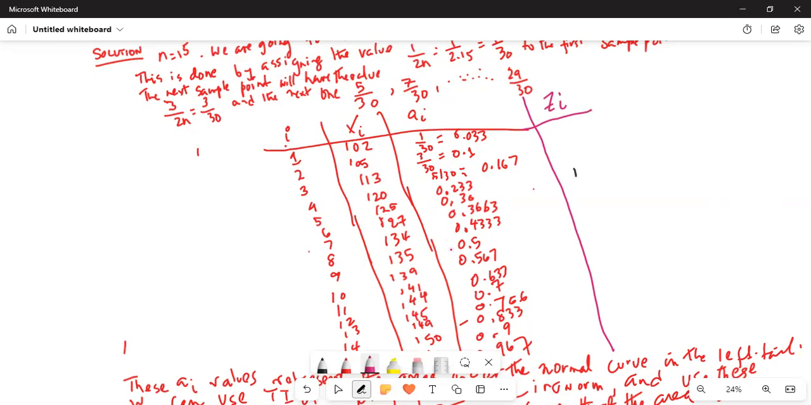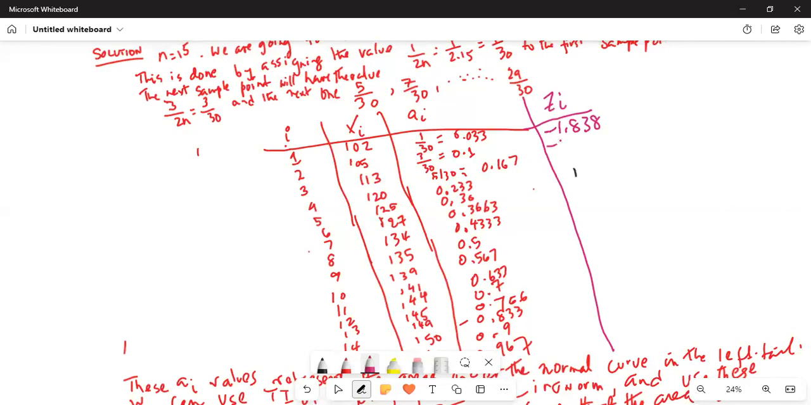And these zi values are, the first one is minus 1.838. What does it mean? That means to the left of minus 1.838, the standard Z-score is the area 0.033.